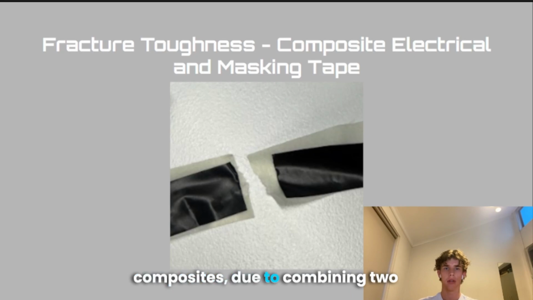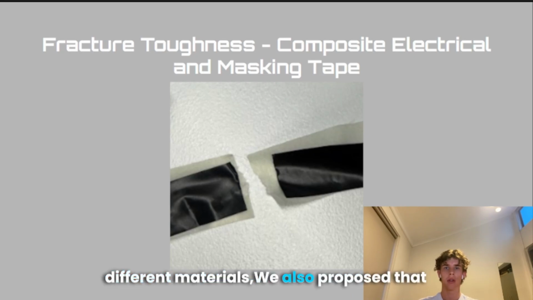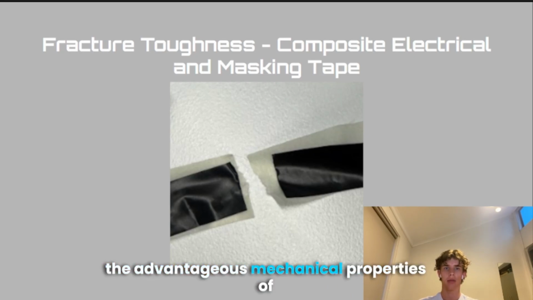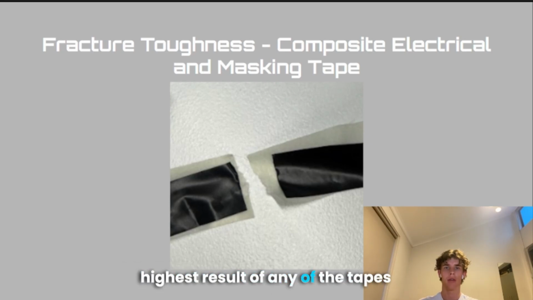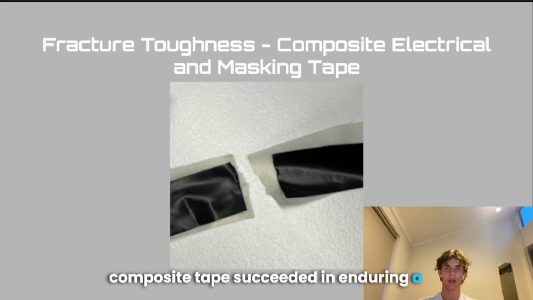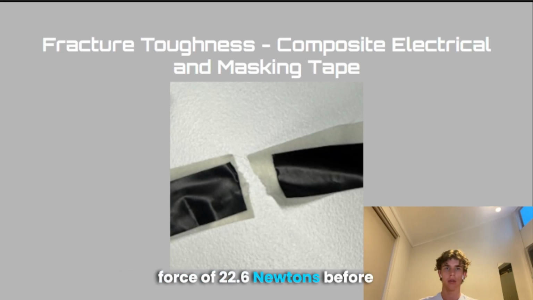Like many composites, due to combining two different materials, we also proposed that the advantageous mechanical properties of each would work together to produce the highest result of any of the tapes tested. With a side slit style cut at a width of 7.5 millimeters, the composite tape succeeded in enduring a force of 22.6 newtons before failure, equating to a K1C value of 37.3 megapascals.